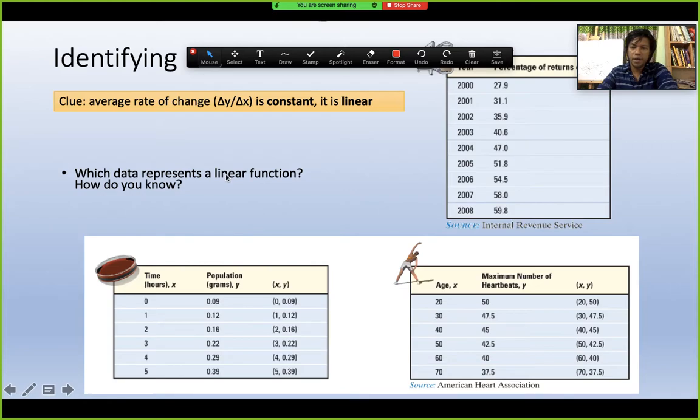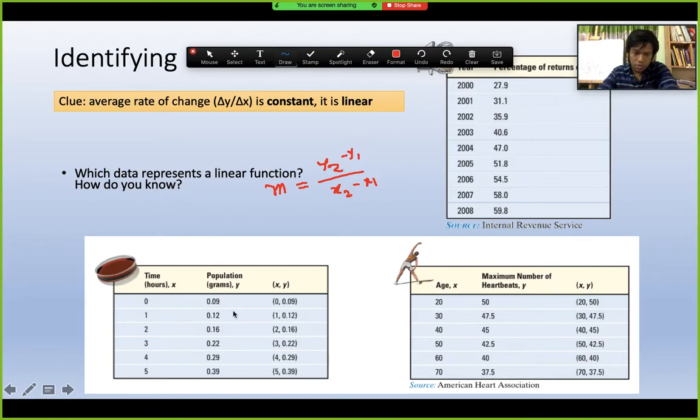Now, if data is given, how will you understand whether it is linear or non-linear? You will understand it from the average rate of change. You will try to find the slope between different points. Then you will see if the slope is the same for different points, then it is linear. For finding slope, you do y2 minus y1 divided by x2 minus x1.